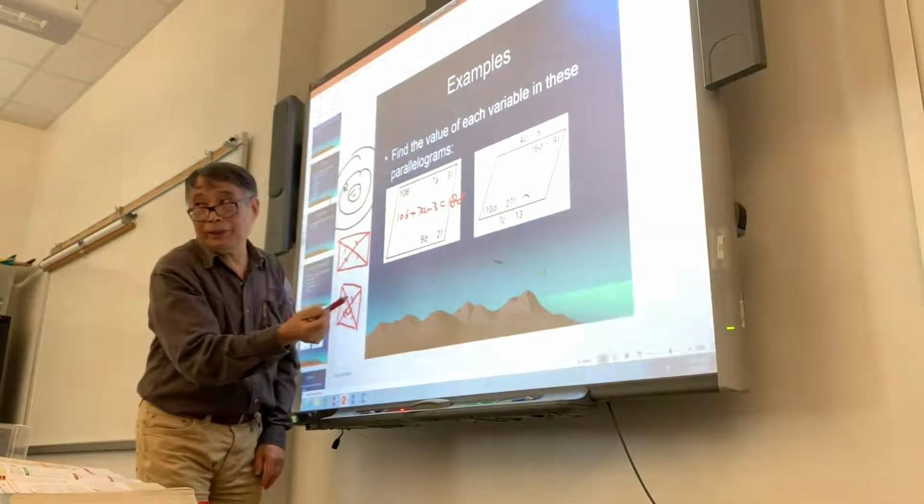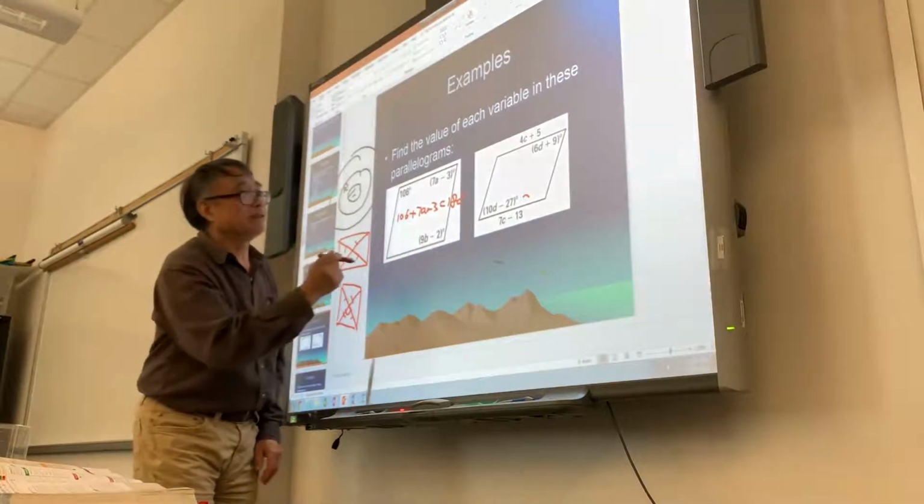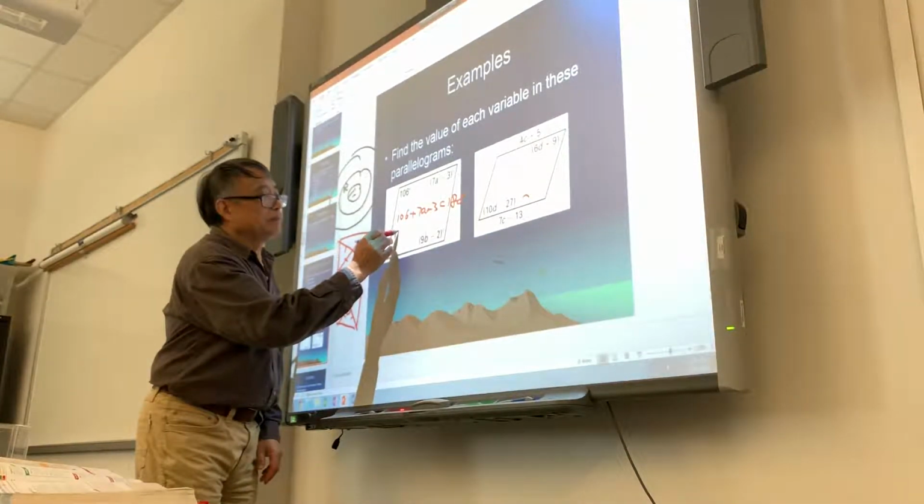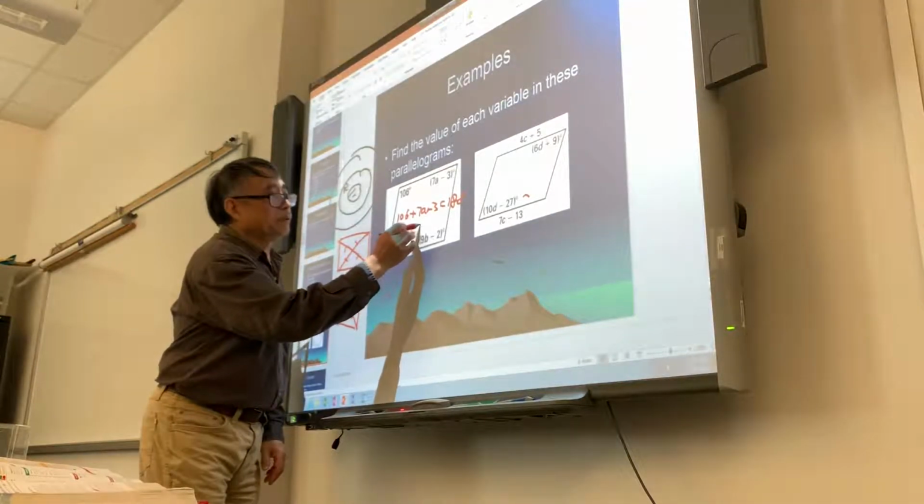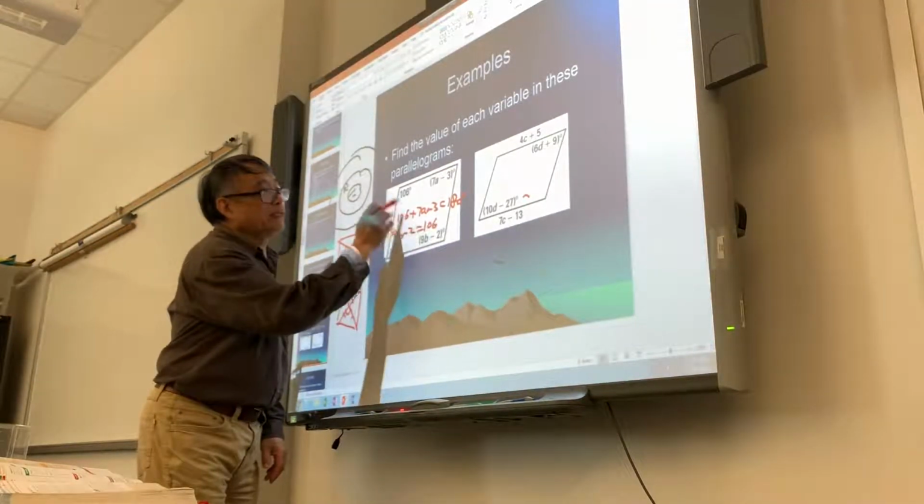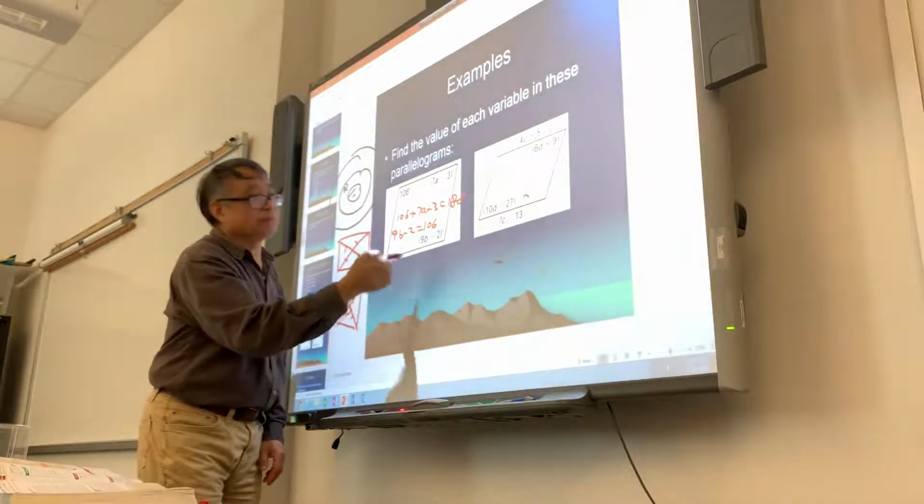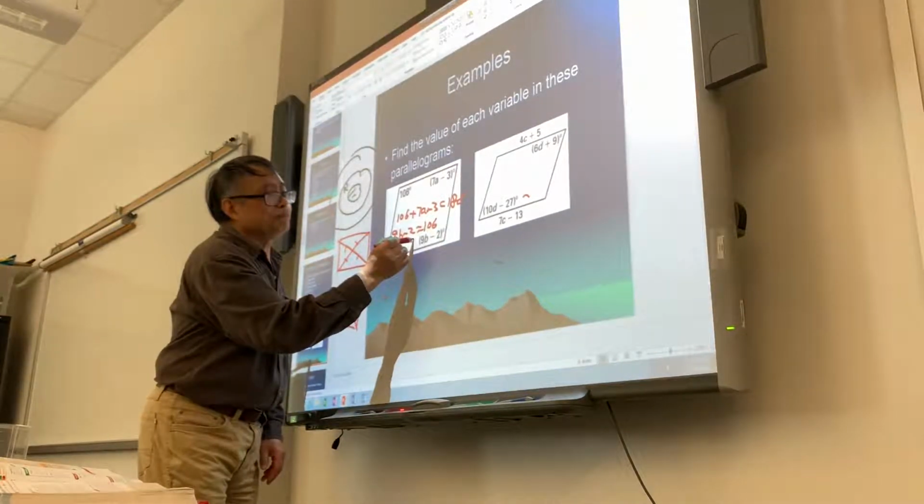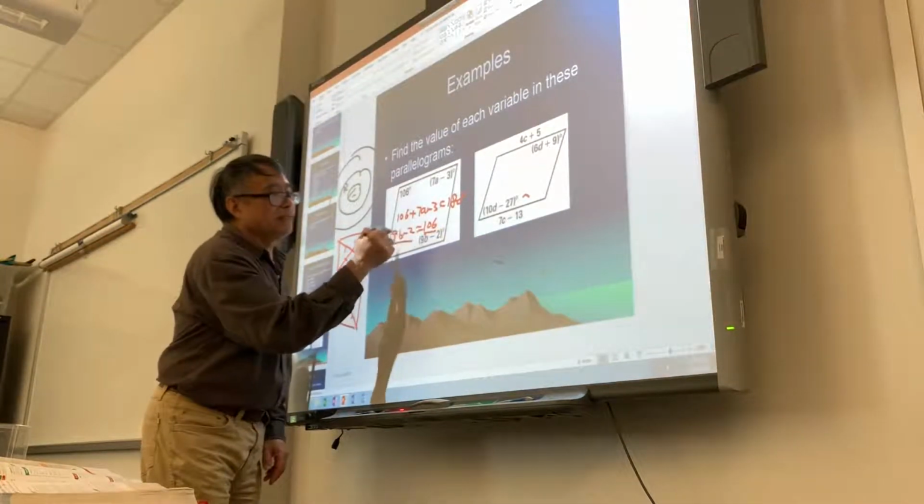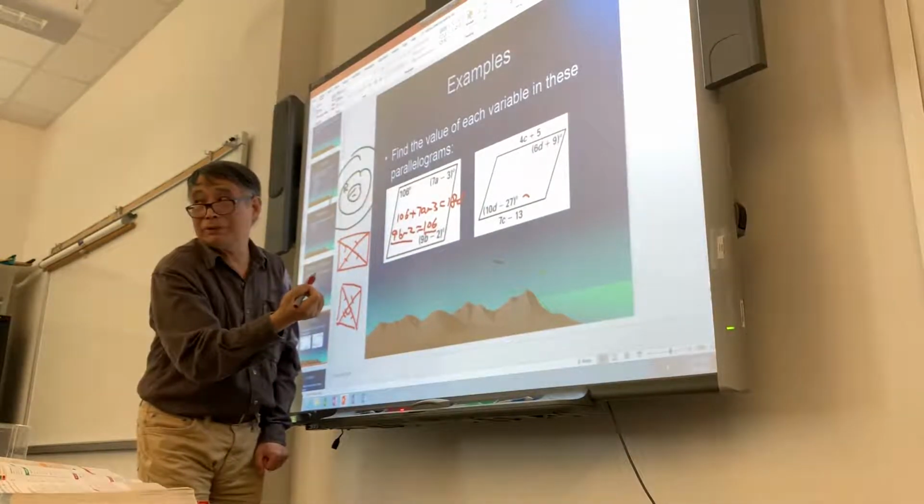Then how to find b? How to set the equation? Yes? Oh, 9b minus 2 is equal to 106. Perfect, thank you. Because opposite angles are congruent. 9b minus 2 equals 106. Solve for b. Do you understand, please?